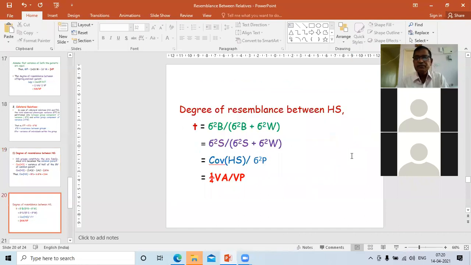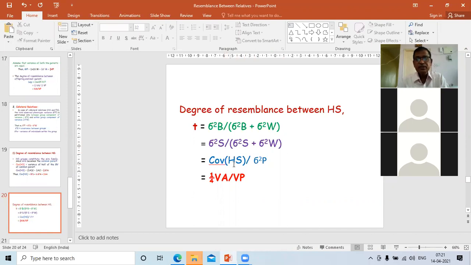So the degree of resemblance between half sibs, it is expressed as interclass correlation t, which is the ratio of sigma square B by sigma square B plus sigma square W, where sigma square B is the between variance component and sigma square W is the within variance component, the within progeny component. And it is also denoted as sigma square S by sigma square S plus sigma square W. Why it is sigma square S? Sigma square S is the sire component of variance.